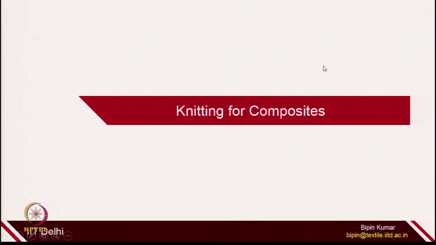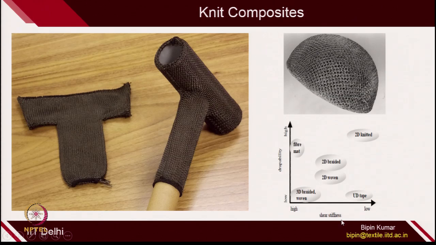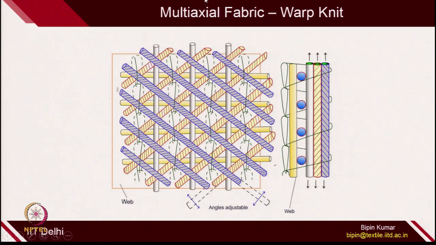Knit is also being used in composite applications, where you can make very irregular surface preforms using knitting, because knitting has very good drape property and very low stiffness, because of which any 3-dimensional geometry can be formed very easily, and hence knit is very useful in composite applications. Multiaxial fabric from warp knitting is useful in applications where the threads are moving in multiple directions and hence the properties are controlled in many directions.